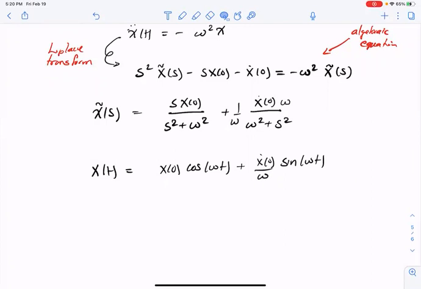Harmonic because it periodically changes with a frequency omega, given some initial position and some initial momentum.